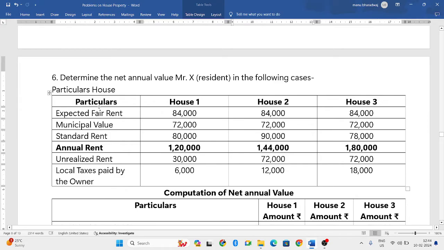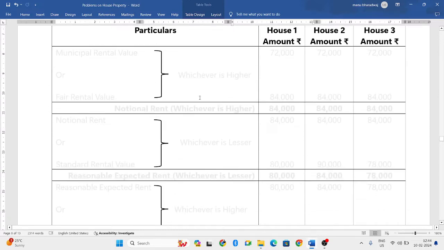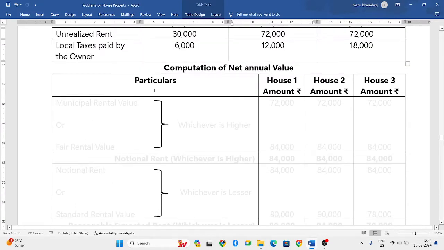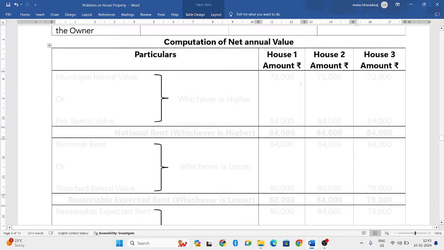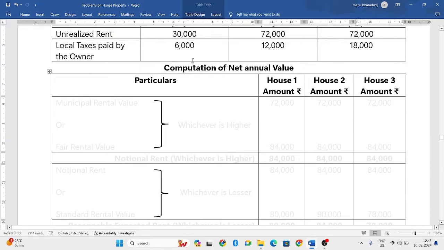So now we have to calculate the net annual value of each house. Now you have to draw a table consisting of 4 columns. First column will be particulars. Second column will be house 1 amount. Third column house 2 amount. Fourth column will be house 3 amount. We will solve one by one. Single house we will solve so that you will not get confused.